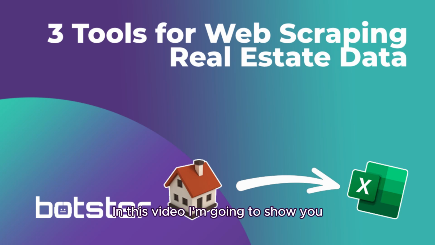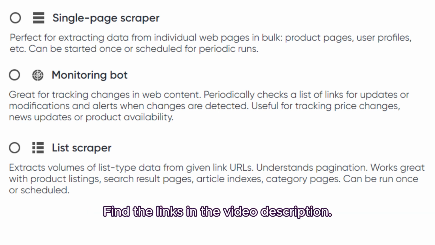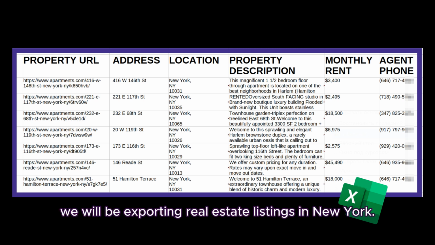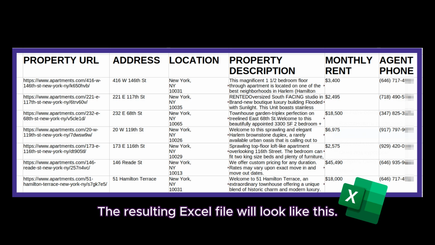In this video, I'm going to show you how to scrape data from real estate websites. For this purpose, we'll use 3 automation tools. Find the links in the video description. As an example, we will be exporting real estate listings in New York. The resulting Excel file will look like this.